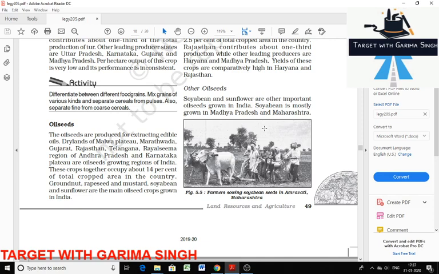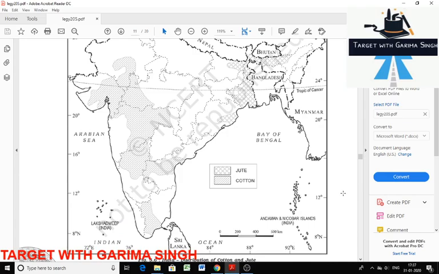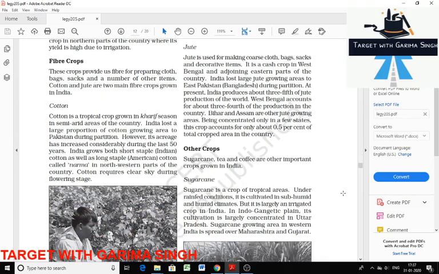Then jute. India accounts for about 60% of the world's jute production, and West Bengal alone produces about 75% of India's jute. Other producing states are Bihar and Assam. Now we will discuss other crops like sugarcane, tea, and coffee.